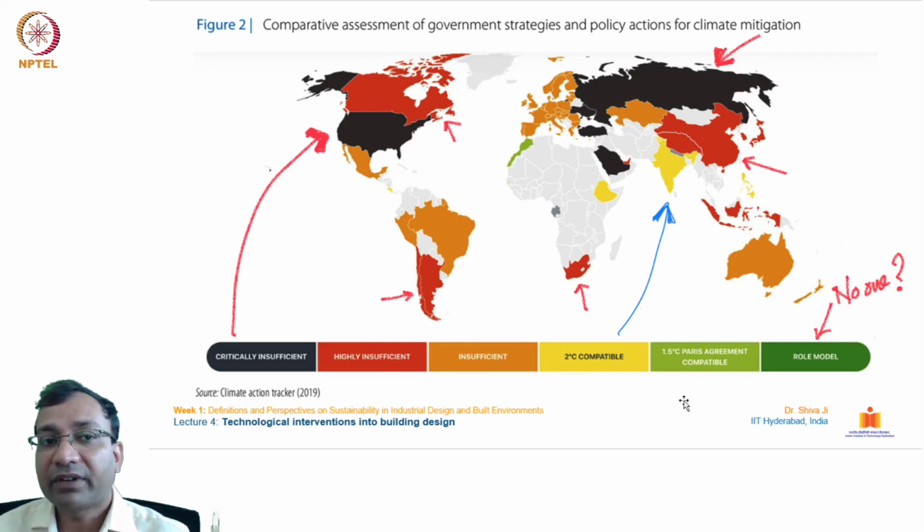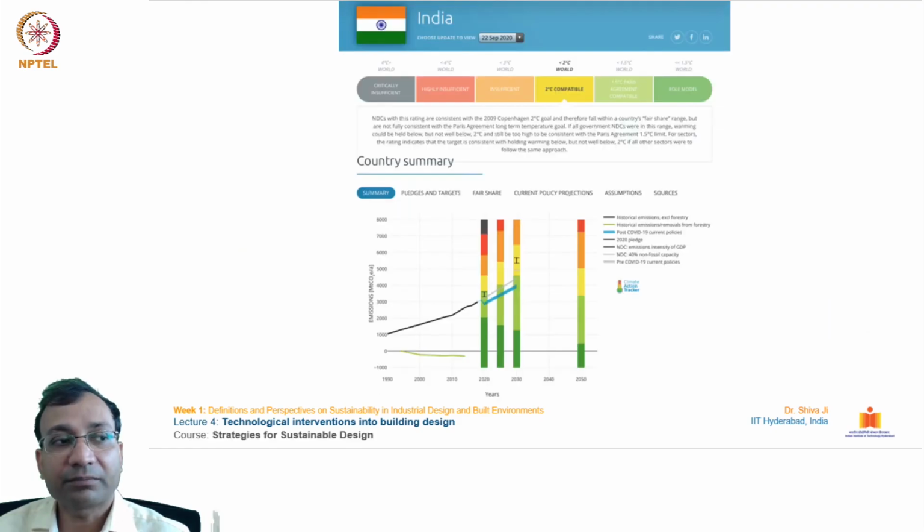And in the 1.5 degree category, there is one or two countries in Western Africa we can see over here. Well, it seems there is no one under this role model category, which is the dark green. So the world is awaiting a conscious effort so that the countries can move from the darker shades to the greener shades. It is requested from everyone to contribute towards these causes.